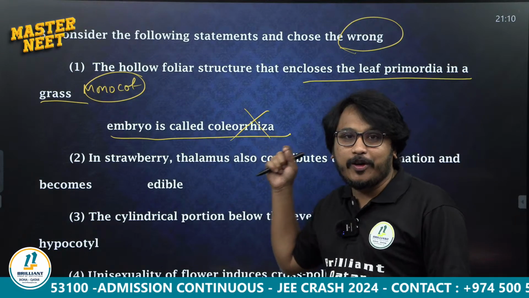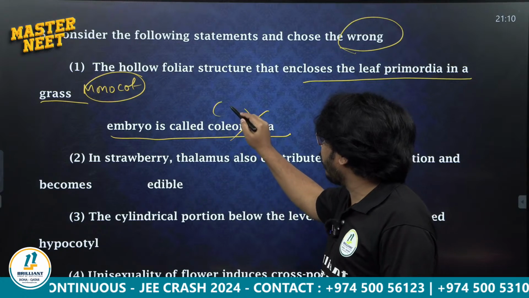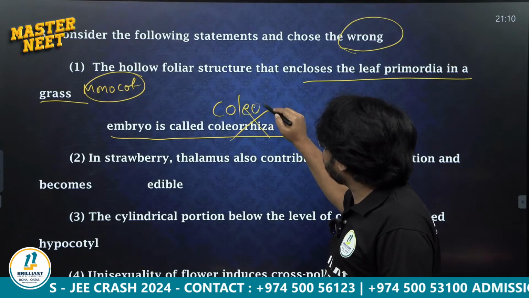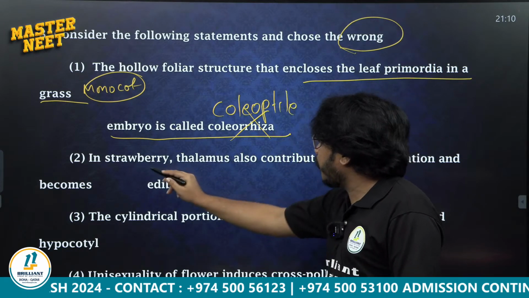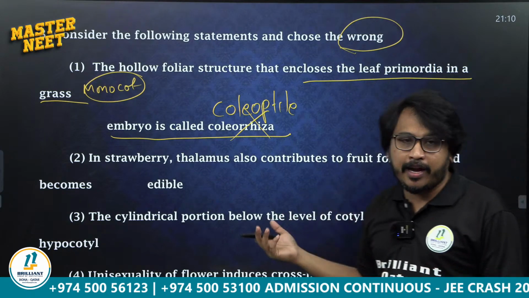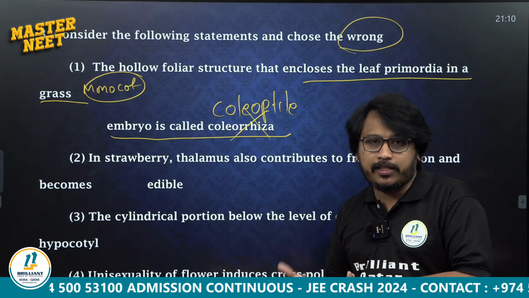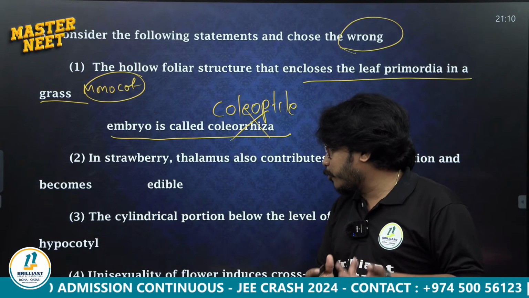So the answer is coleoptile. That hollow foliar structure is not coleorrhiza; the hollow foliar structure is coleoptile. Next one, in strawberry, the thalamus also contributes to the fruit formation and becomes edible. So that is an example. Cashew, strawberry, apple, all these are examples of false fruit. That also try to remember.